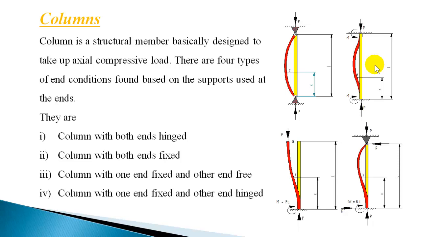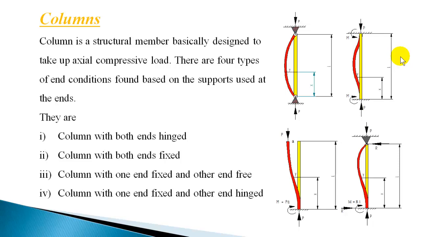So we need to analyze these types of columns and find out the load at which the column fails. So Euler's theory gives a theoretical load at which the column buckles or cripples for all these end conditions. So Euler's formula gives a theoretical buckling or crippling load for long columns. We'll see what the formula for crippling load or buckling load of these columns given by Euler's formula is.